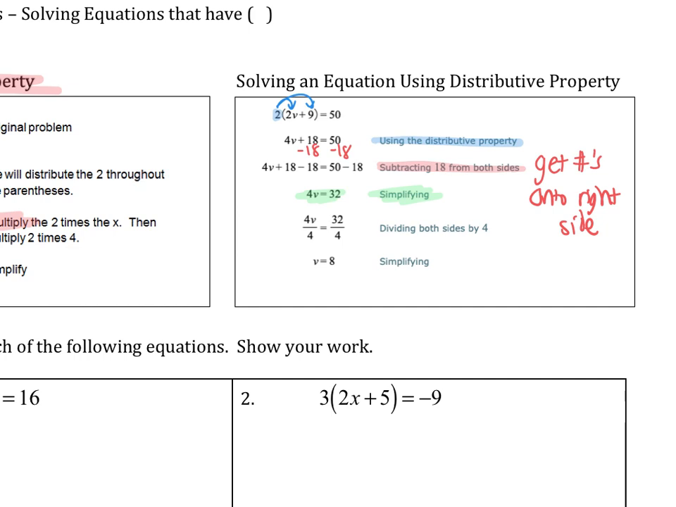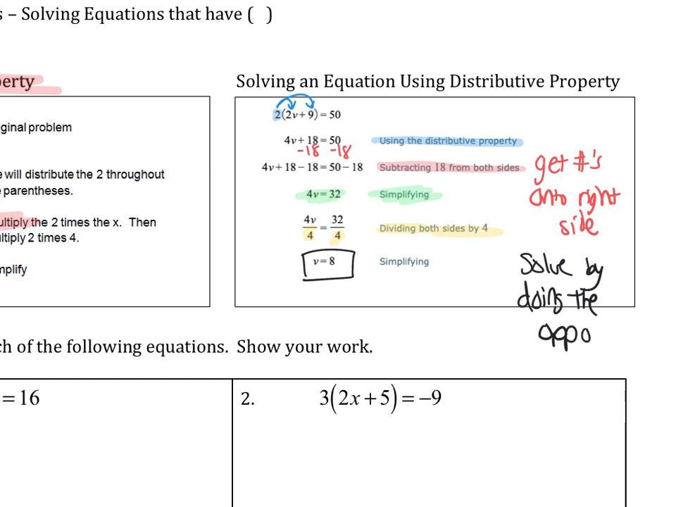4v is equal to 32, and 4v means multiplying, or 4 times v. So we have to do the opposite, just like we did in one-step equation problems, and we have to divide both sides by that 4. So we're going to divide both sides in order to solve the equation. So then we get a final answer here of v equal to 8. Okay, so get your numbers onto one side and then solve by doing the opposite.